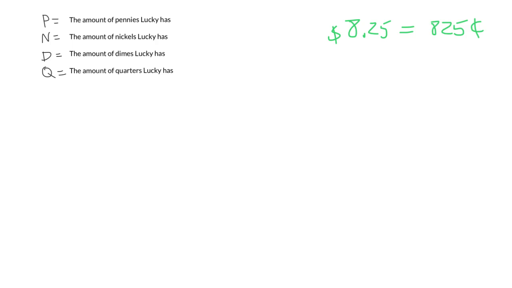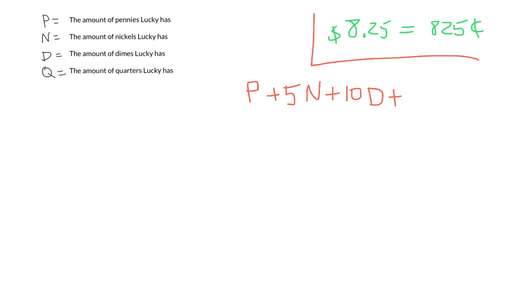So the bottom line is, as far as the special equation that we could write, it would be that 1 cent times P, which is 1 cent times the amount of pennies Lucky has, plus 5 cents times the amount of nickels Lucky has, plus 10 cents times the amount of dimes Lucky has, plus 25 cents times the amount of quarters. That's all going to equal 825 cents. Okay, also known as $8.25.